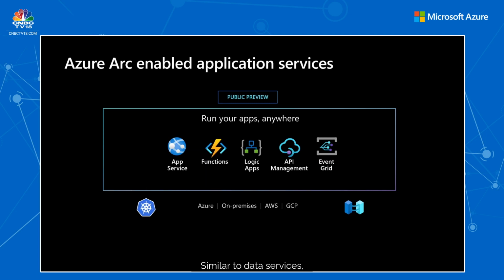Similar to data services, you can now run app services, functions, and logic apps along with API management and Event Grid on Arc-enabled Kubernetes clusters. You'll need to set up your cluster to become a target for deployment via custom locations, but after that, application developers can deploy these services directly to the Kubernetes cluster the way they deployed to any Azure region.